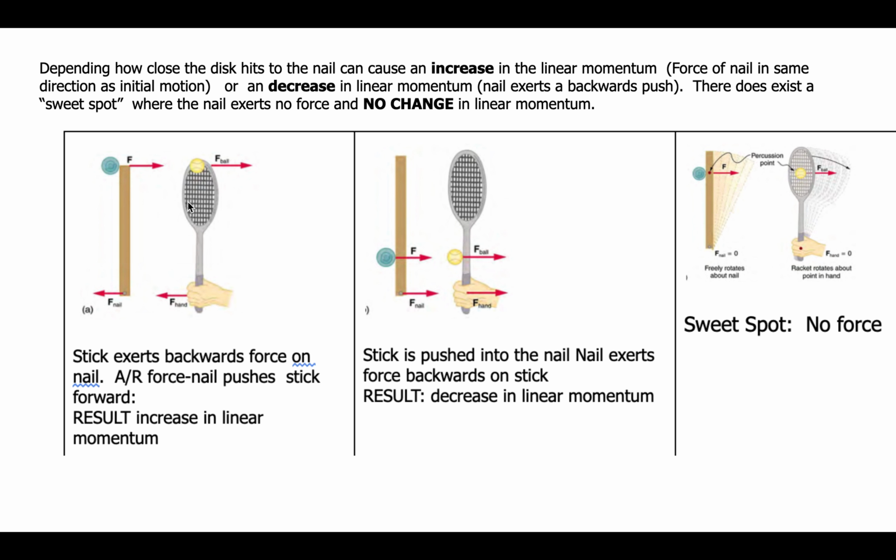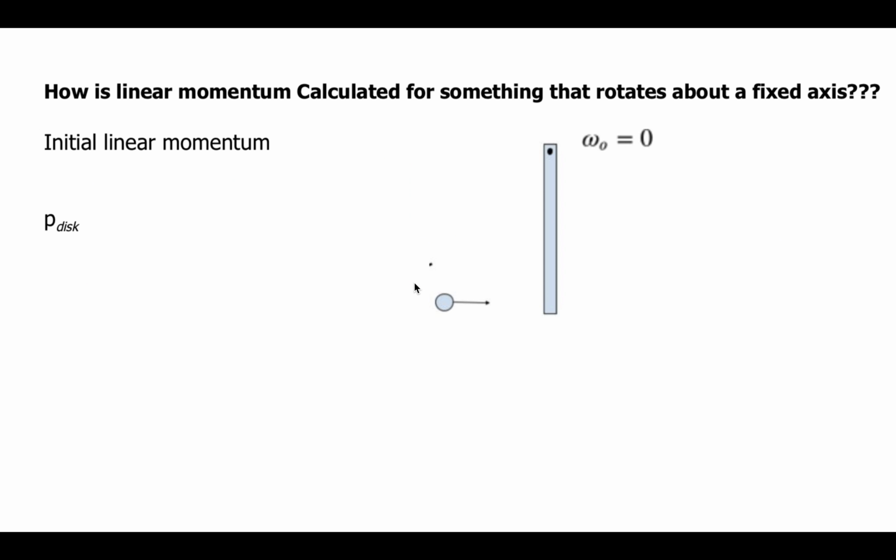And the tennis racket is here just to make a connection to your experiences, if you're a tennis player or a baseball player. But there does exist this sweet spot, or percussion point, where there'll be no force, and in this only case is linear momentum conserved. So you have to be mindful that typically we're going to be dealing with these two cases because they're more likely.